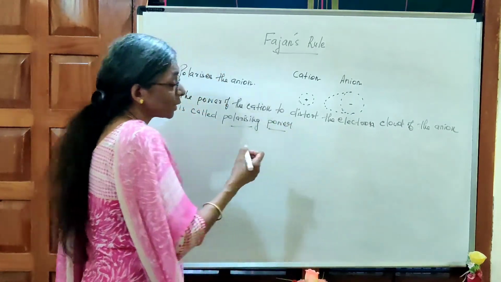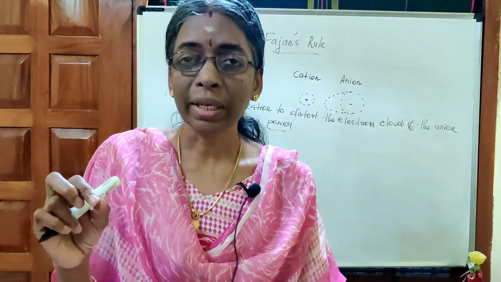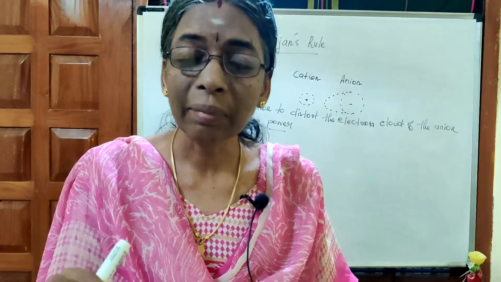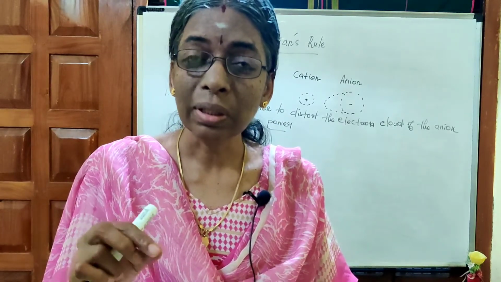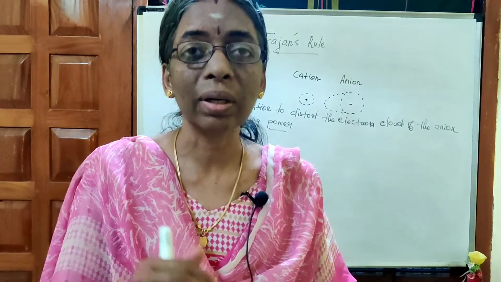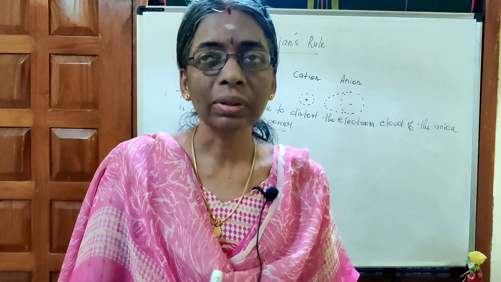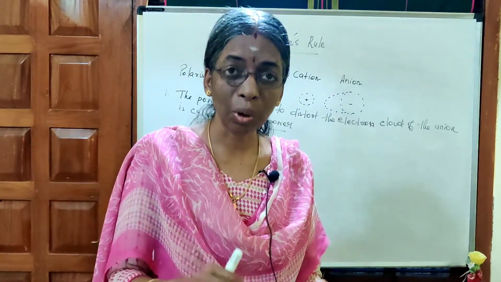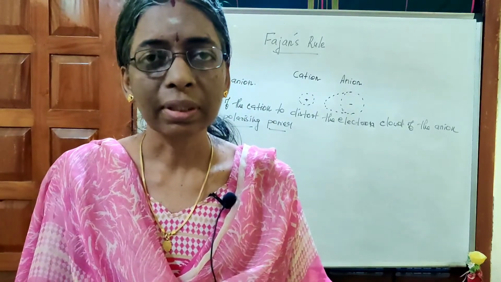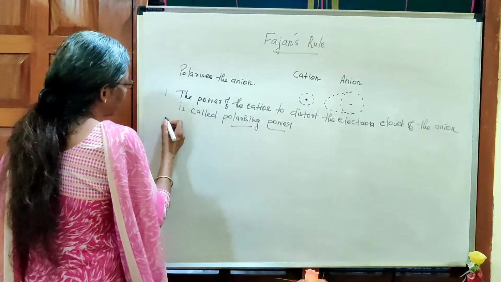If the size of the cation is small, suppose we are taking NaCl and lithium chloride, lithium has a smaller size. So lithium has a greater tendency to polarize the anion than K plus. Is it clear? If the size of the cation is small, the polarizing power will be more.